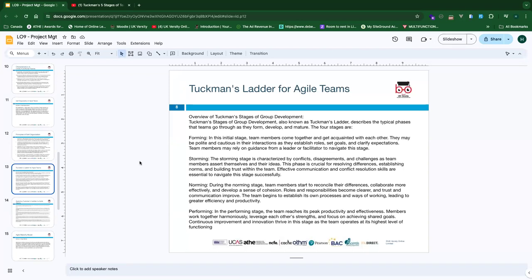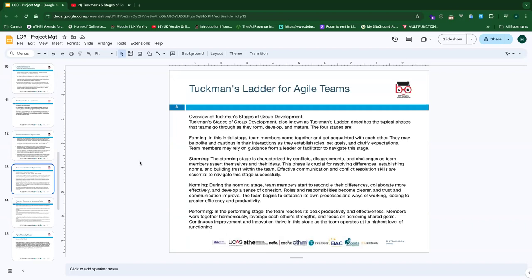The norming stage, the norming phase, every team member knows their roles in this phase, and your responsibilities and roles are clearer in this stage. And obviously, there's trust and effective communication in this stage.